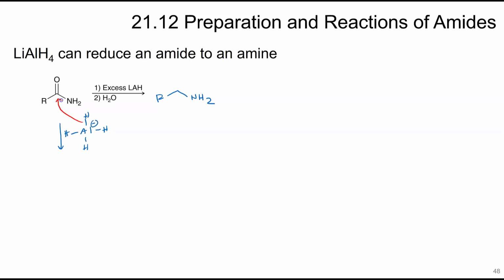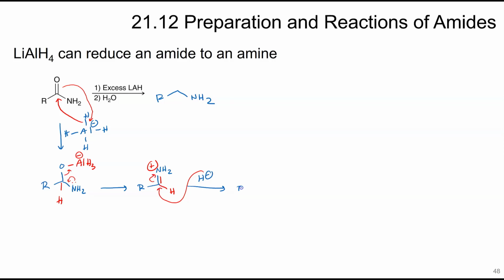So an H- will attack here. These electrons will attack the aluminum. This is what we saw before with the carboxylic acid mechanism. So we have H, and this is AlH3. That's a good leaving group. So this nitrogen lone pair will come in and kick that off. That's positively charged. And then another H- can come in. And that's how you would reduce the amide.